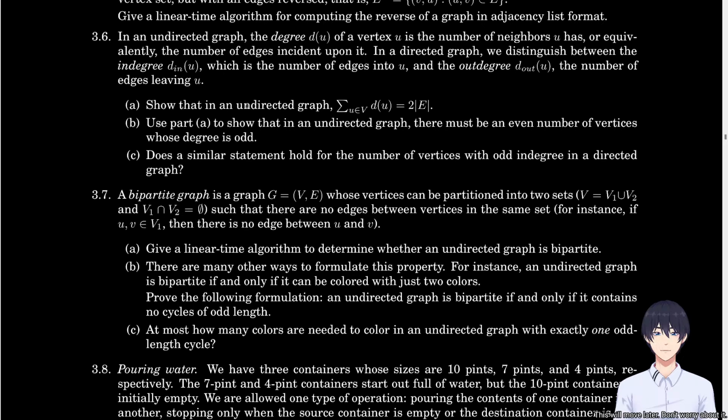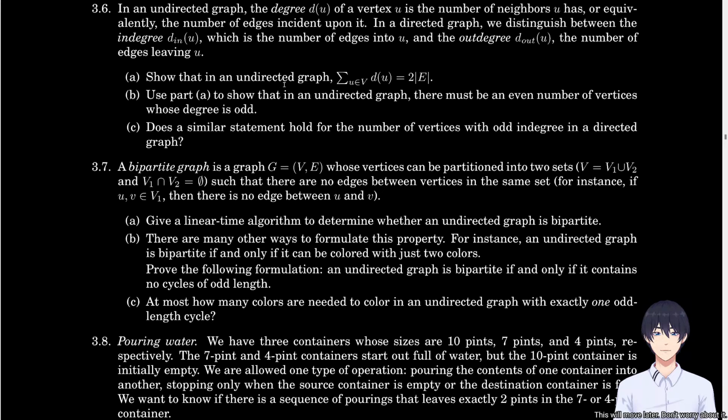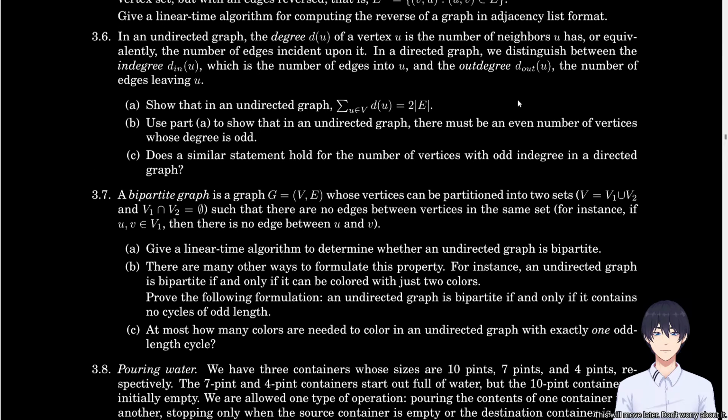Show that in an undirected graph, the sum for u in vertices of du is 2 times the number of edges. Out degree. You want me to prove something? Do it later. Wait, maybe I can just do this now. Use this to show an undirected graph.